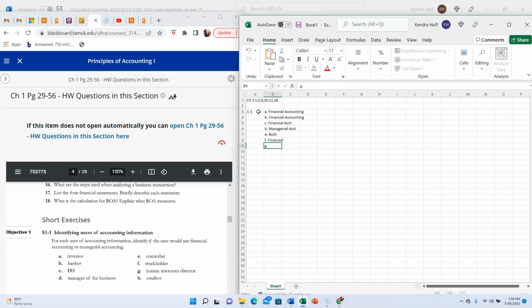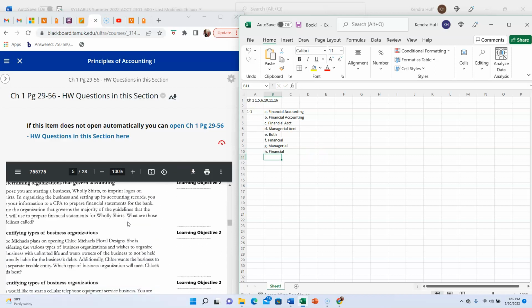The human resources director, probably managerial. They're inside the company. And a creditor is somebody who lends money, and they would probably want the financial accounting info. All right, so number 5.